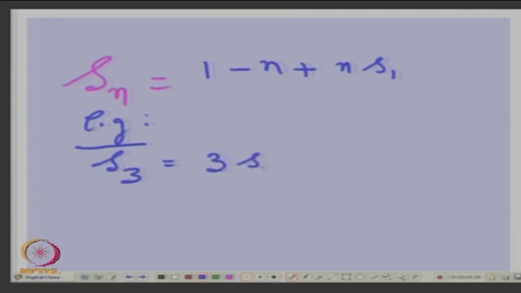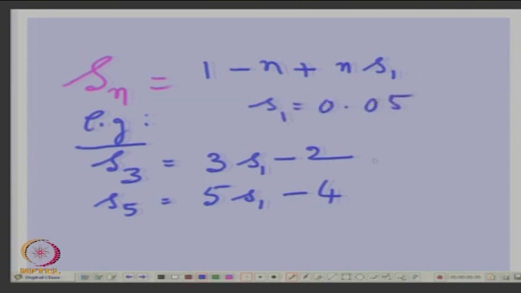3 S1 minus 2, okay. S5, 5 S1 minus 4, okay. Now, you will notice, supposing S1 is, let us say, 0.5, what will this be? So, it will be, let us say, 3 into this. So, 0.15 minus 2, this may be 0.25, is it?